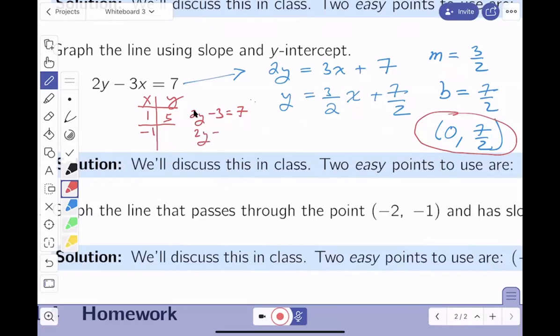2y plus 3 equals 7. Well, I'd have to take 3 from both sides. I get 2y is 4. So y would have to be 2. All right, I think that's not too bad.